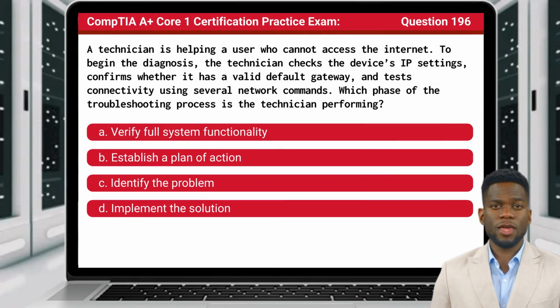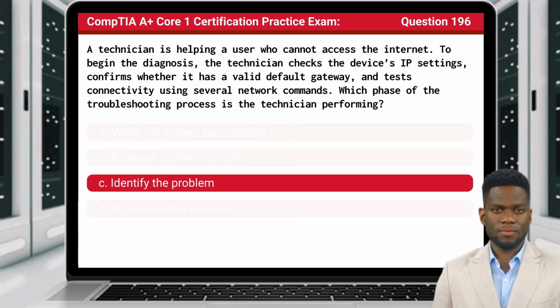Question 196. A technician is helping a user who cannot access the internet. To begin the diagnosis, the technician checks the device's IP settings, confirms whether it has a valid default gateway, and tests connectivity using several network commands. Which phase of the troubleshooting process is the technician performing? The answer is C. Identify the problem.